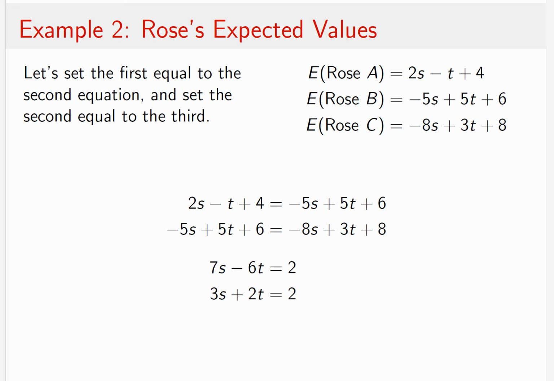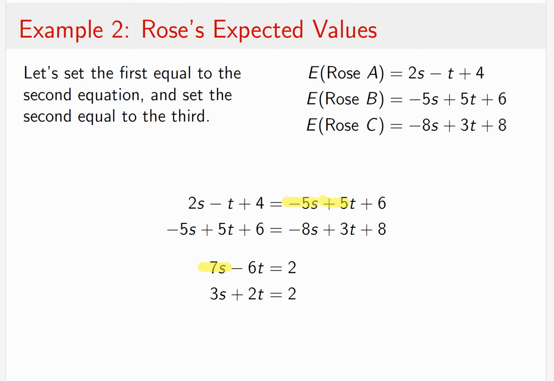And again, there's no proper way. Move all the variables to the left, move all the constants to the right. No, we're going to simplify whatever way makes sense. The way that makes sense here is add 5s to both sides and get the 7s.